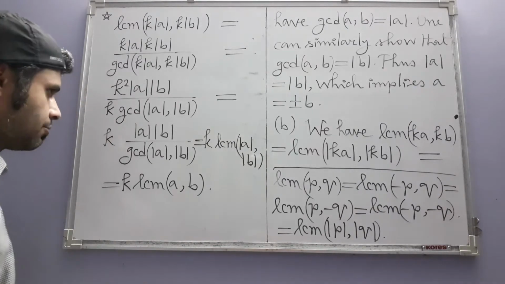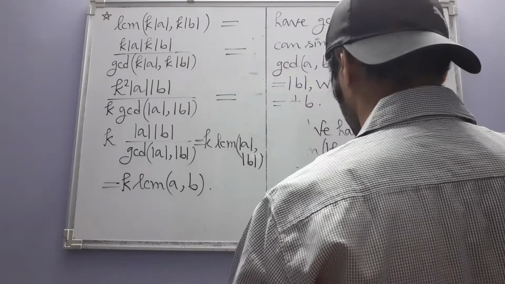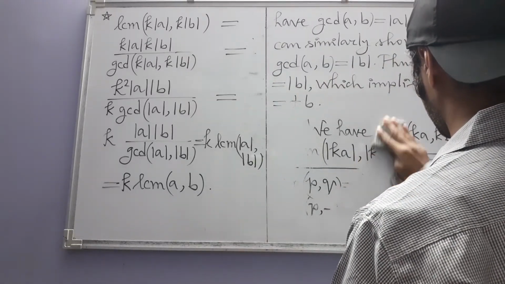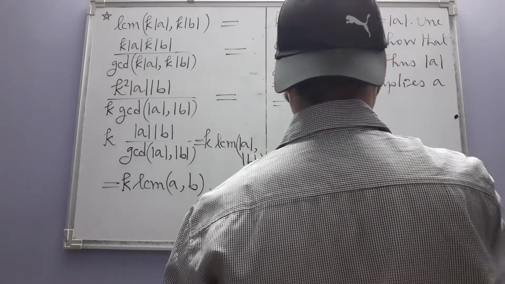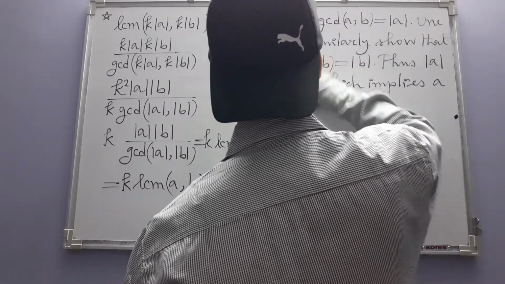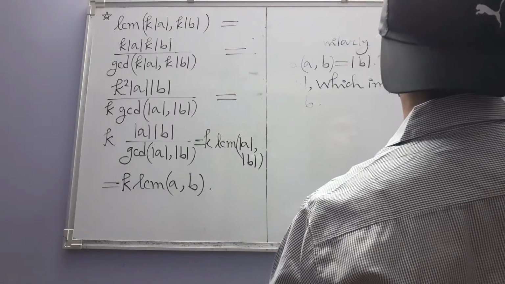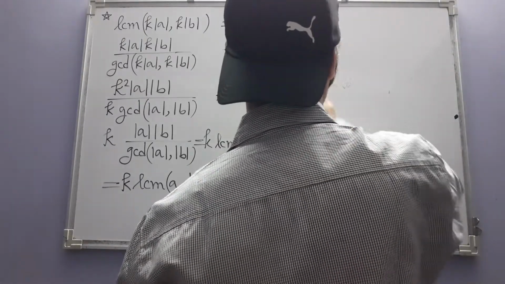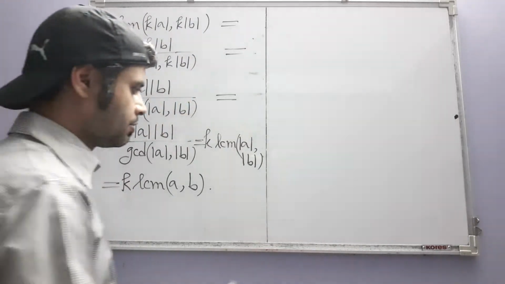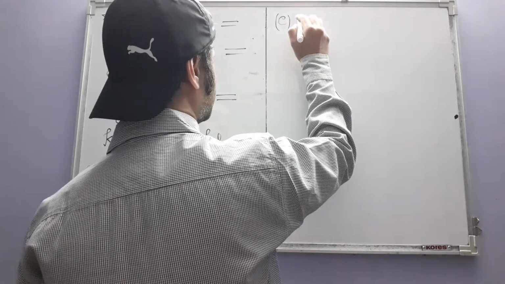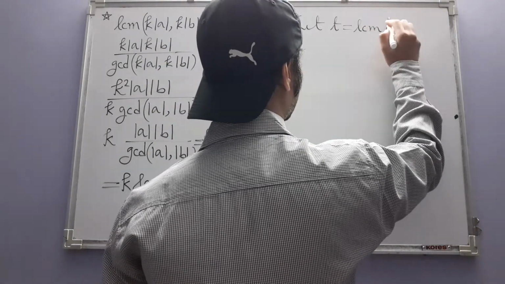So that's just part B, and now let's move on to part C. In part C, it's given that M is a common multiple of A and B, and we have to prove that the LCM of A and B divides M. Okay, and we also state that we are going to follow the hint, so we start accordingly. Let T be the LCM of A and B.